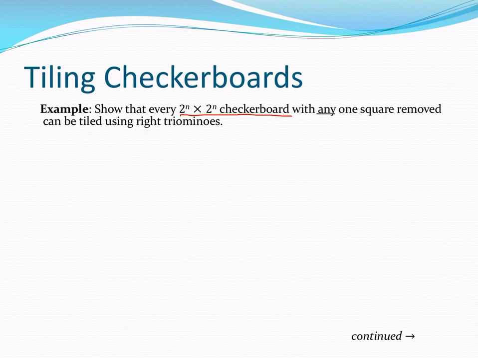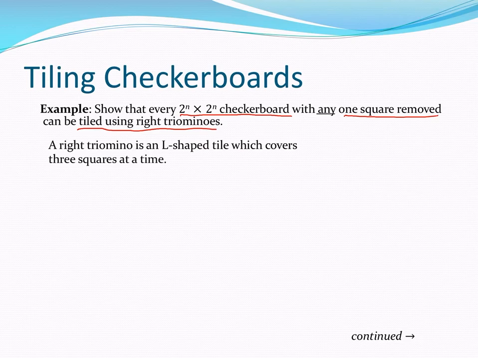And then if we remove a square, we can tile the checkerboard using something called a right triomino. And a right triomino is an L-shaped tile which covers 3 squares at a time. Here's an example of one, and of course we can rotate it to cover any 3 particular squares if they're available to be covered.